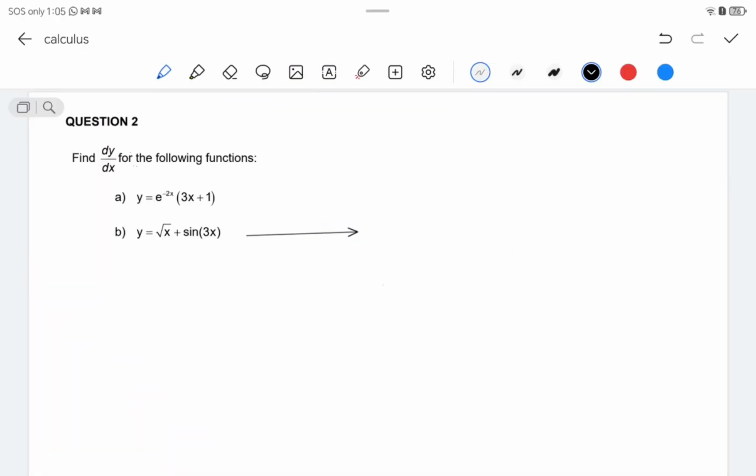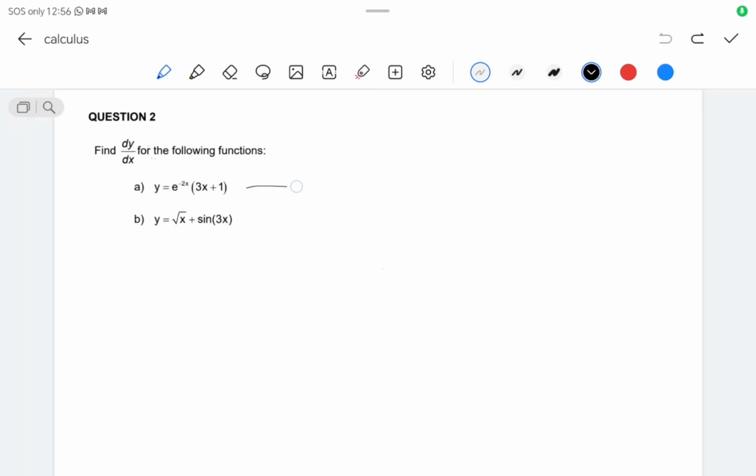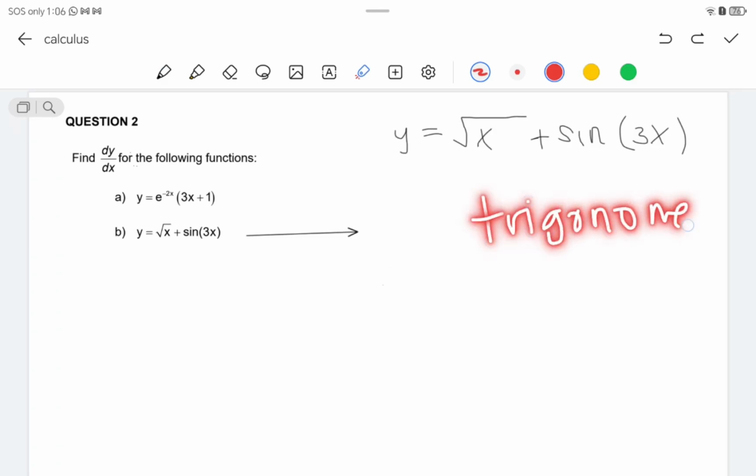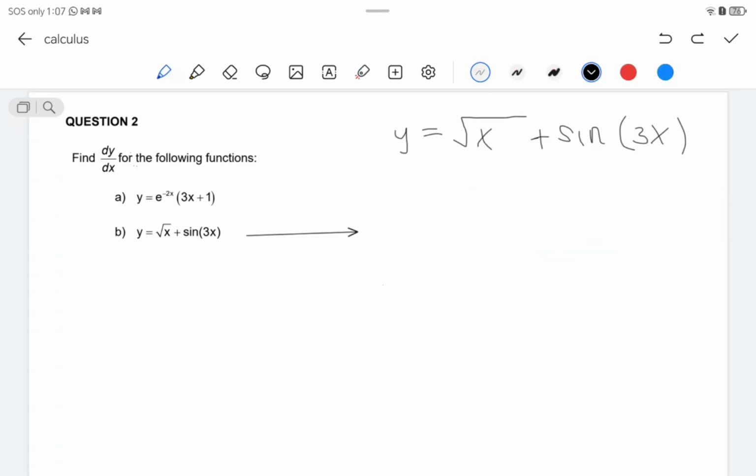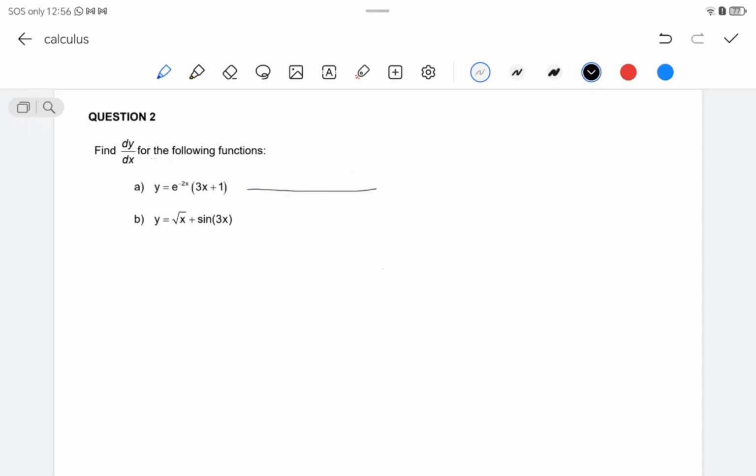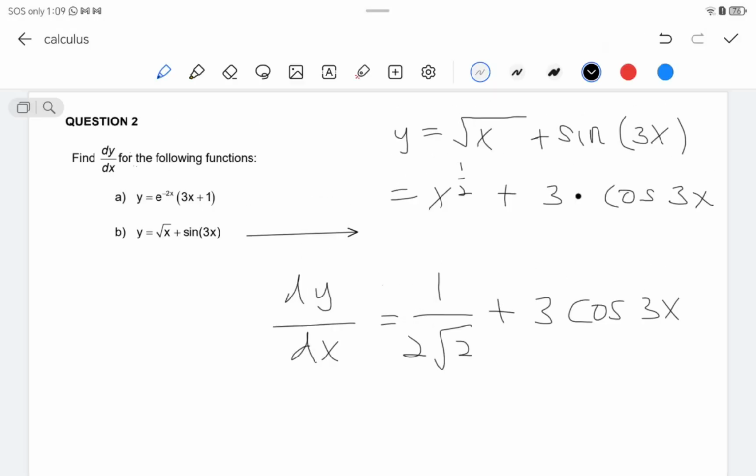Now to question 2b. The equation is y equals square root x plus sine 3x. This question uses the power rule for square root x and the trigonometric rule for the sine. Let's change square root x into x to the power of 1 over 2, so we are able to use the power rule. Sine 3x will become 3 times cos 3x. And the answer will be dy/dx equals 1 over 2 times square root of x plus 3 times cos 3x.